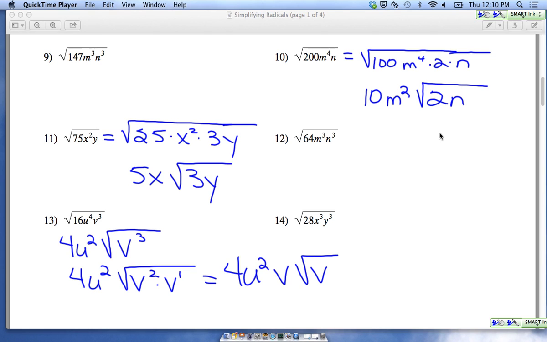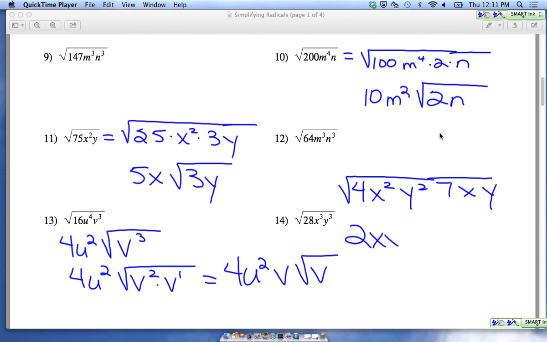Number 14, you have 4 times x squared times y squared, leaving you with a factor of 7, x, and y. I've just simply separated all of the perfect squares. So the square root of 4 is 2, the square root of x squared is x to the first, the square root of y squared is y to the first, and then remaining under the radical, the 7, the x, and the y. So that would be your simplified answer for that.